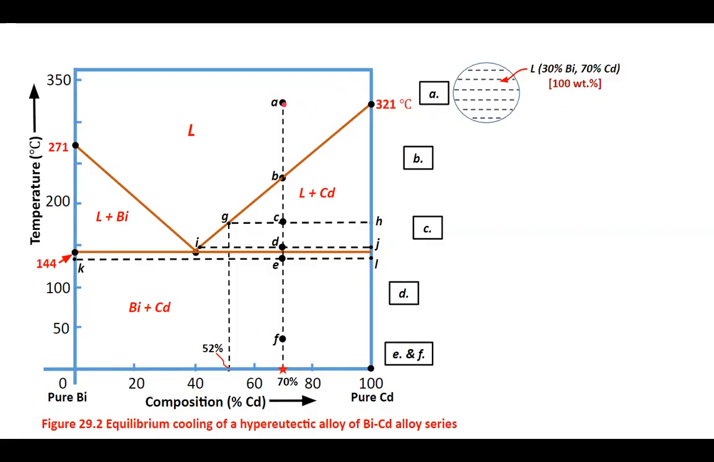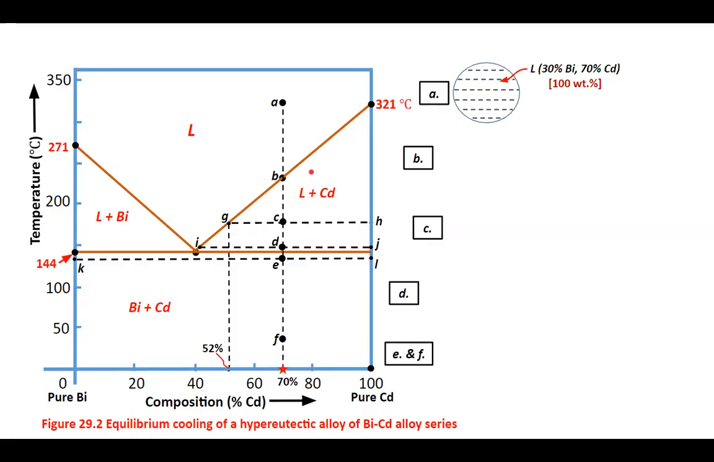We proceed with the equilibrium cooling of this alloy. No change in the microstructure takes place till we have reached point B, which corresponds to the liquidus temperature of this alloy at which solidification will start. Now, how do we know what particular phase is going to solidify out of this liquid? We are going to enter this region, and this region is liquid plus cadmium. So as we reach the temperature corresponding to point B, pure cadmium will start appearing as a solid phase in the microstructure of this material.